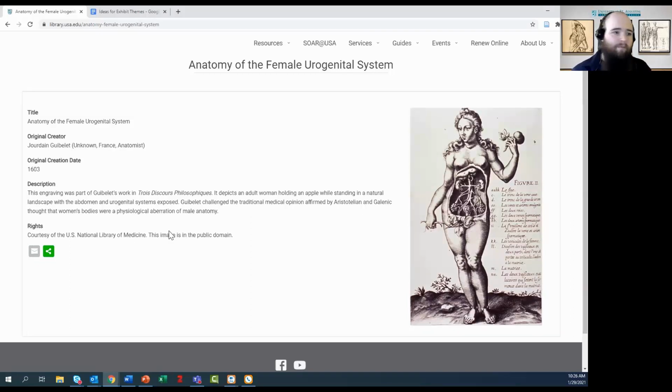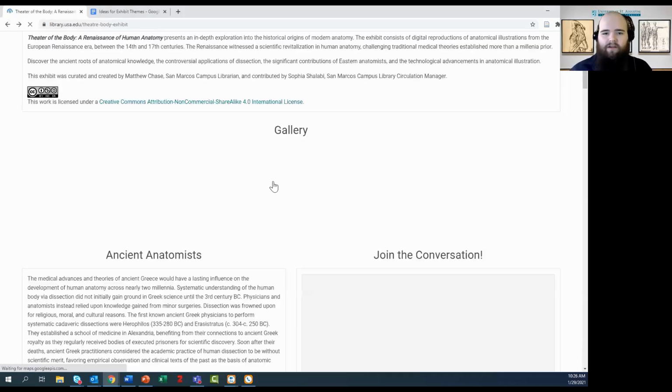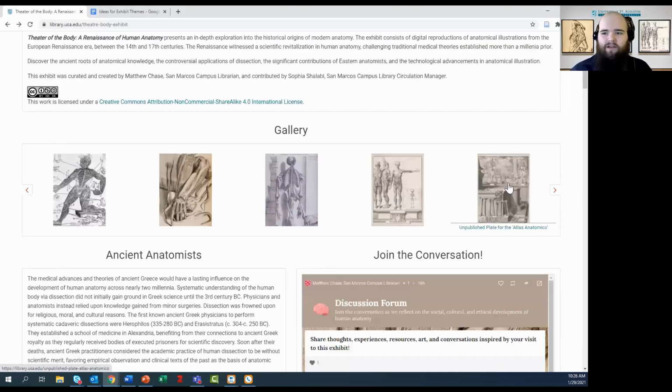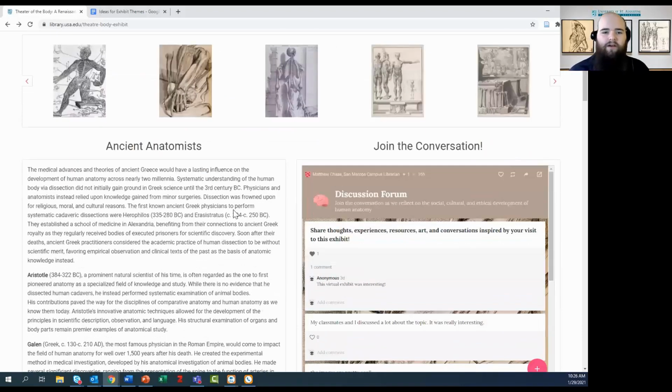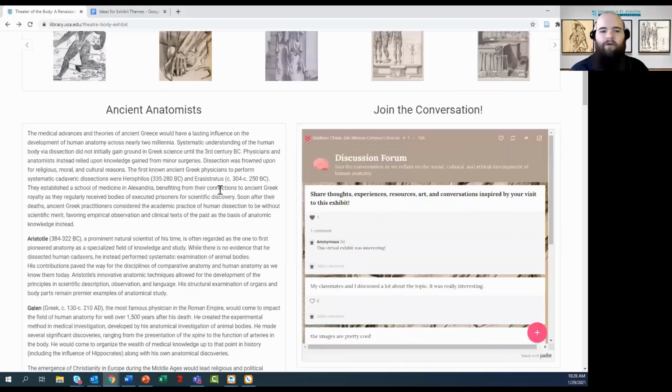Which is an important point that I'll go into probably later on about copyright considerations when curating an exhibit. Each of these has its own distinct display of information, but you can also see, and this is where literature comes in, a real in-depth exploration about related contexts and subtopics regarding the theme of modern anatomy and its history.